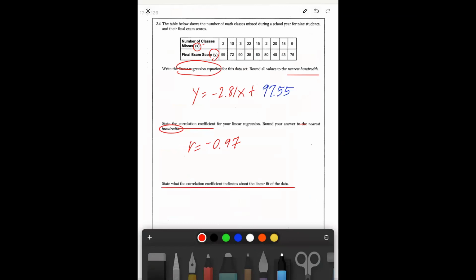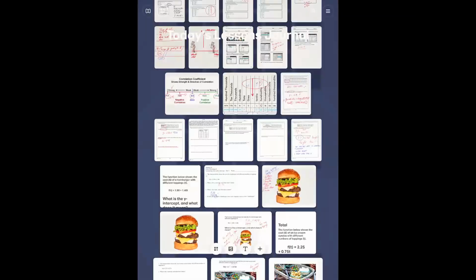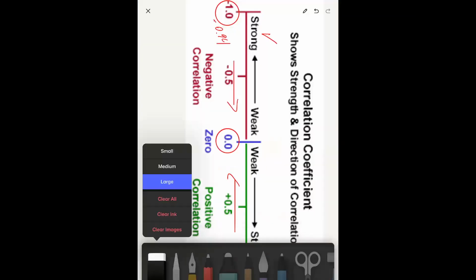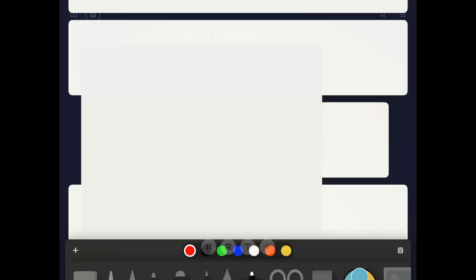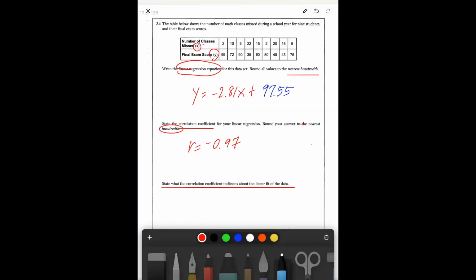Now it says state what the correlation indicates. And you would say, well, looking at this, negative 0.97 would be about here. So it's over here. It's close to negative 1. So this is going to be very strong. So that's what we would say. We would say that indicates a strong negative relationship.